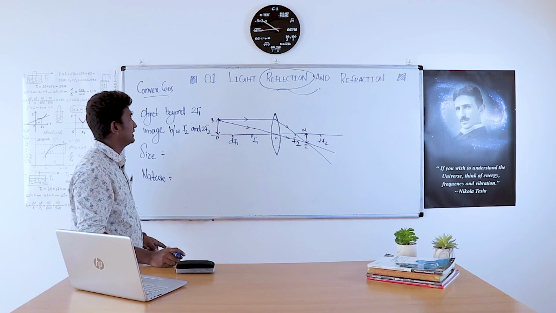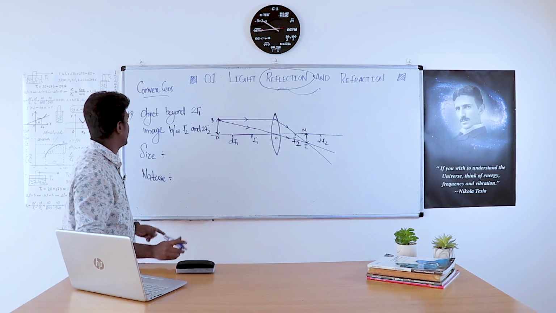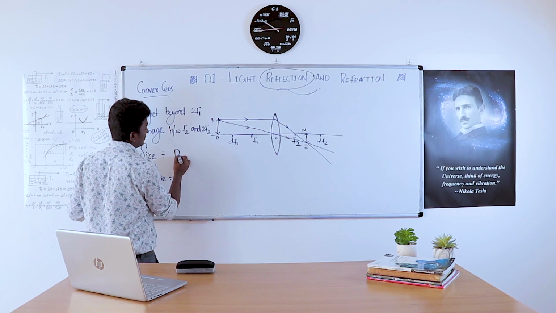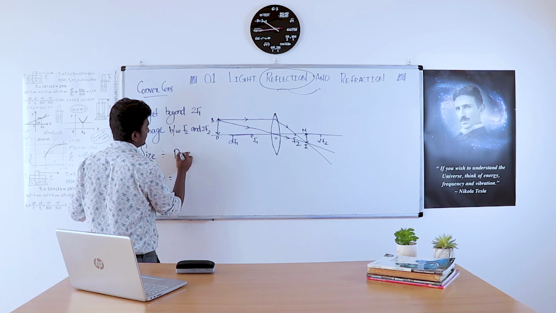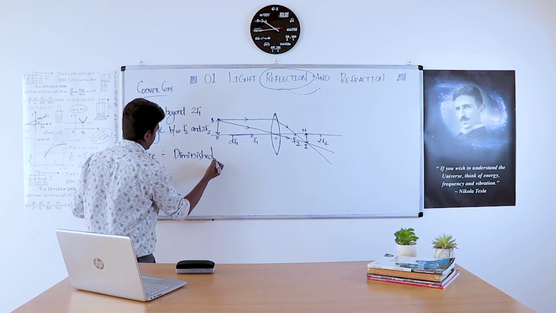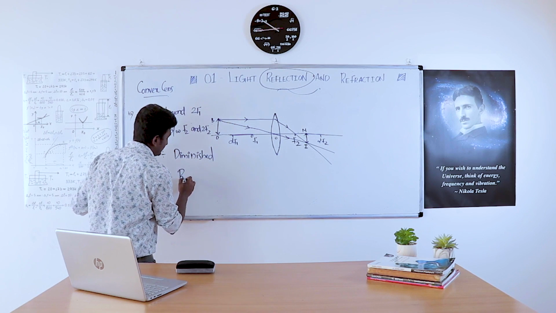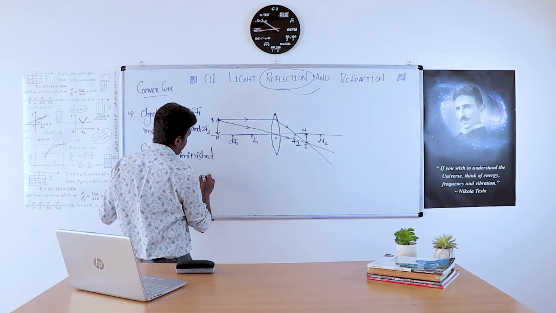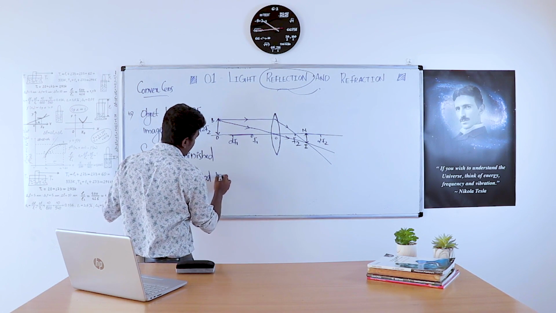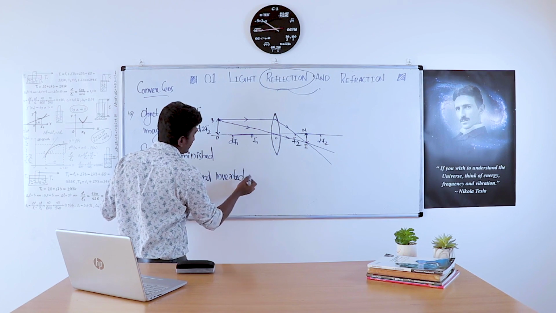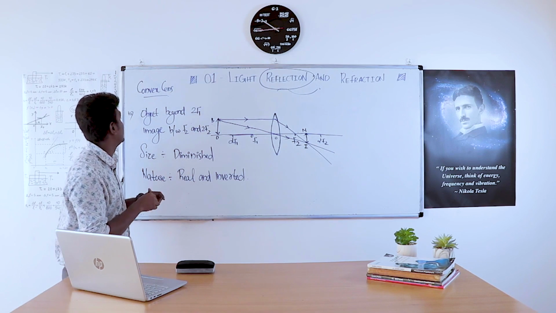Look at the size of the image and the size of the object. We can say that the size of the image is diminished, or a small image. And the nature of the image is real and inverted.